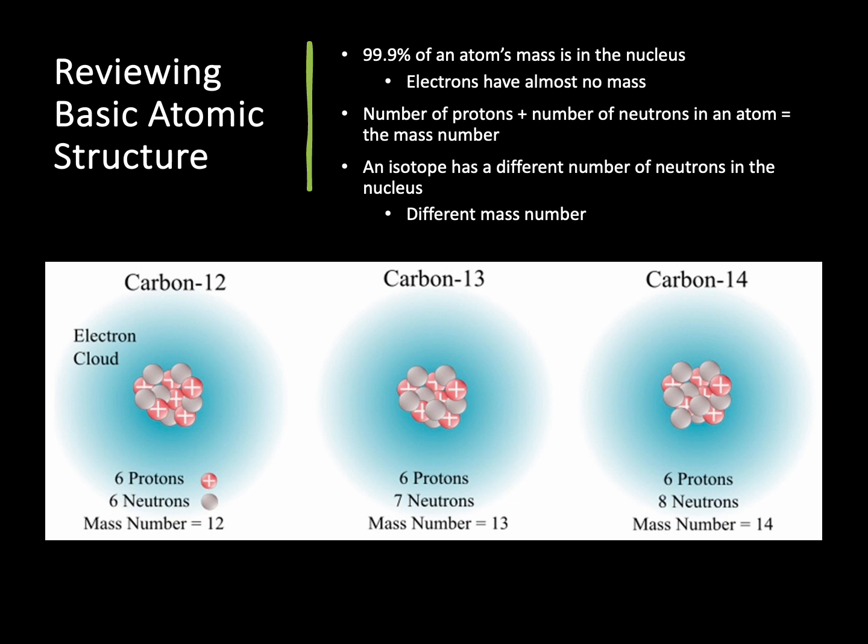They have differing numbers of neutrons inside of their nucleus, so some are a little bit lighter weight than others, and others are a little bit heavier, even though they're all the same element, because they have the same number of protons in the nucleus. It's the number of neutrons that are changing and affecting the mass number.